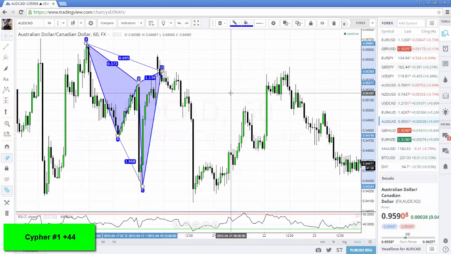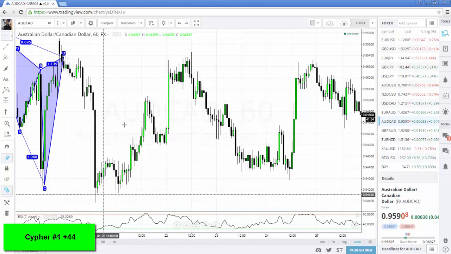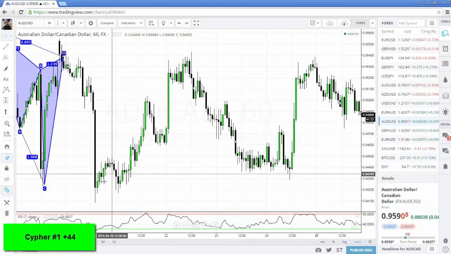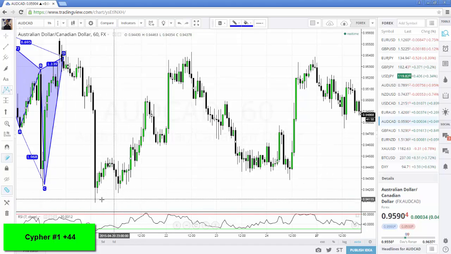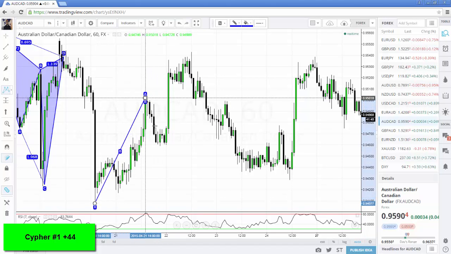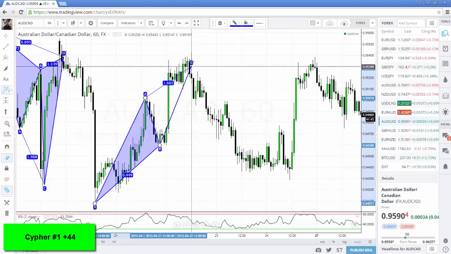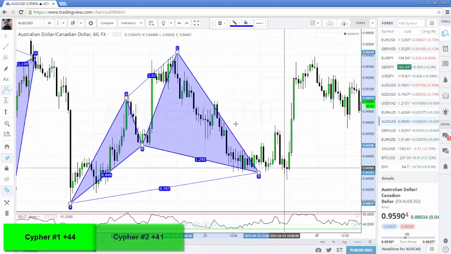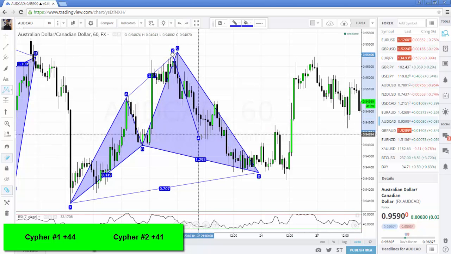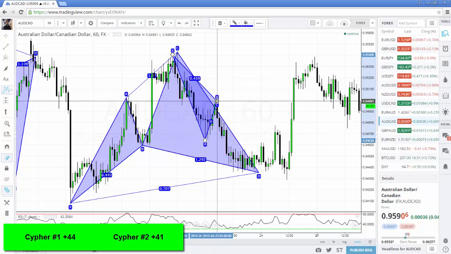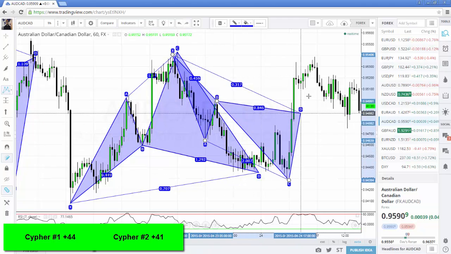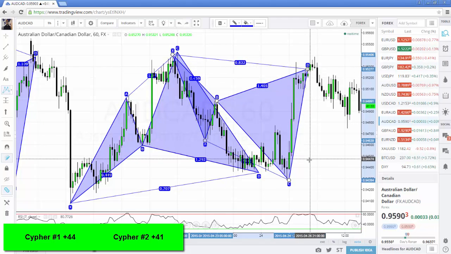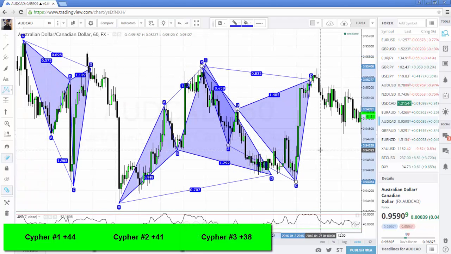We barely missed an advanced pattern right here. We came back for Cypher number 2 looking like this. X to A to B, B to C, C to D right in this little consolidation for Cypher number 2. We then hit a back-to-back one looking at Cypher number 3, X to A to B, B to C, a CD completion up here. I think I remember putting a video out for you guys about how I looked at this as a double top as well.